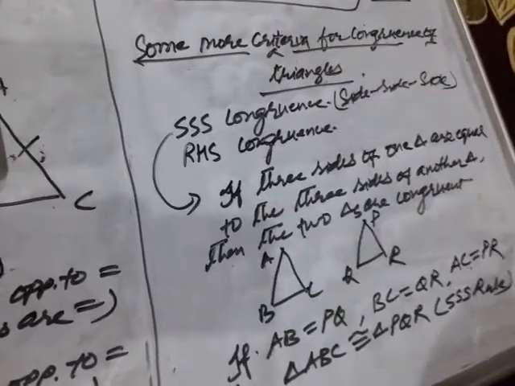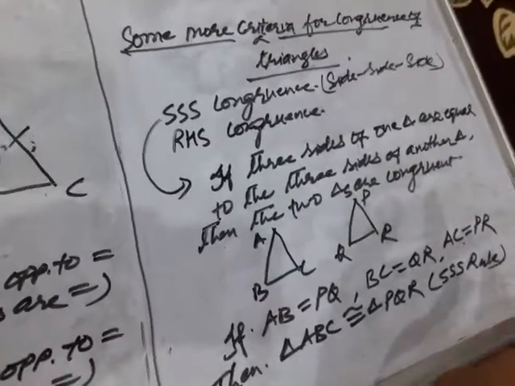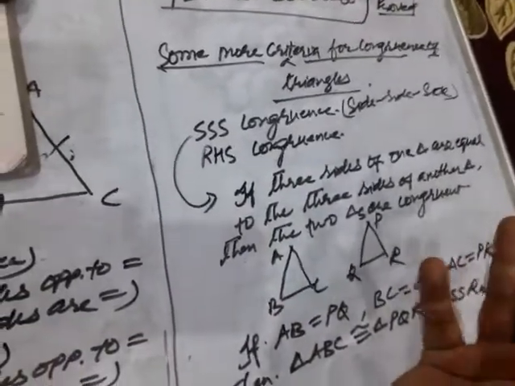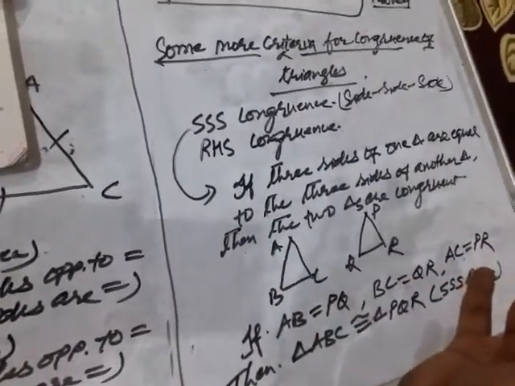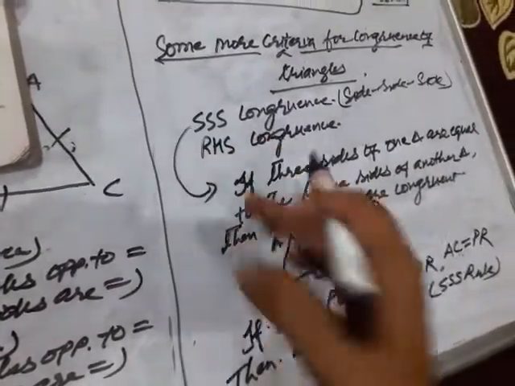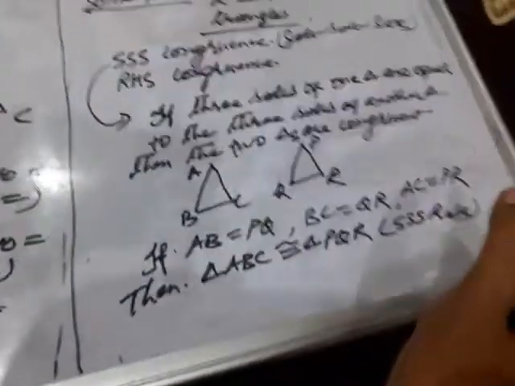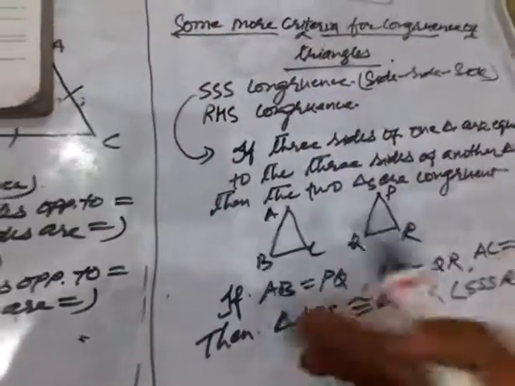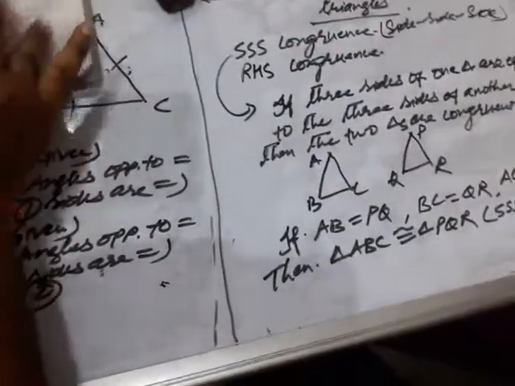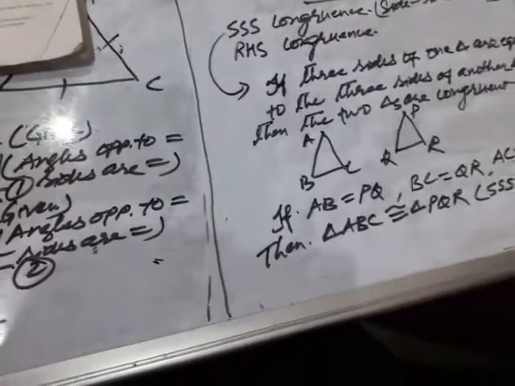Similarly, children, this is enough for today. In the next class we will explain RHS, that is right angle, hypotenuse and side congruence, which is applicable only in right angle triangles. Okay children, this is enough for today. And in the next class we will meet with RHS congruence and its application in exercise 7.3, children.